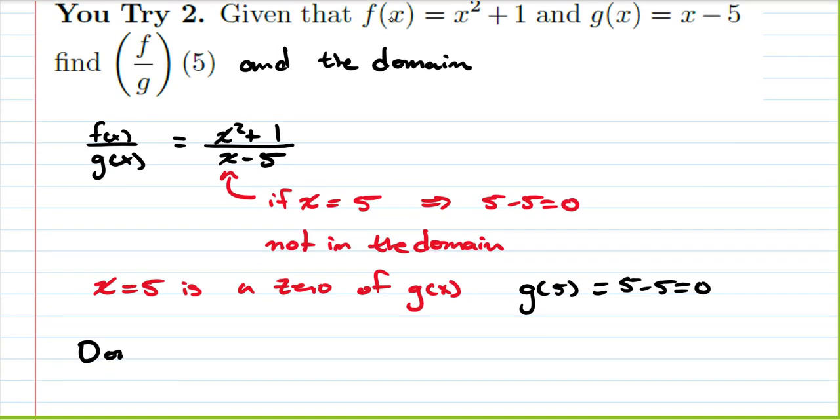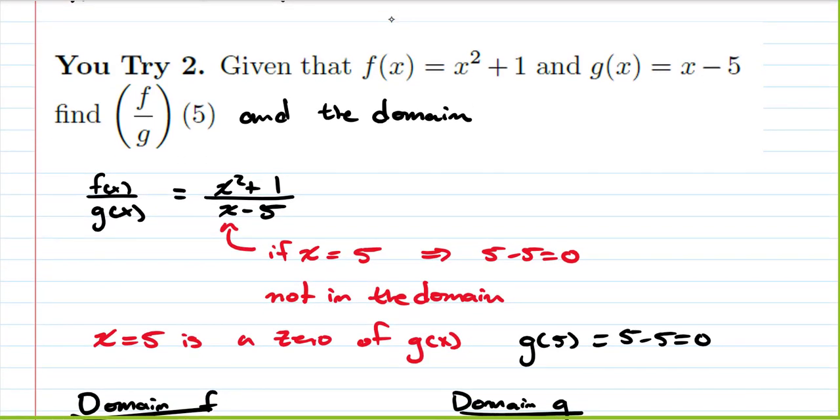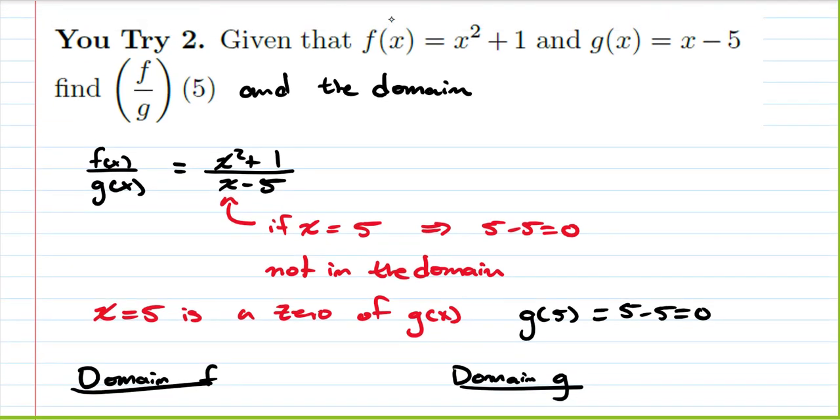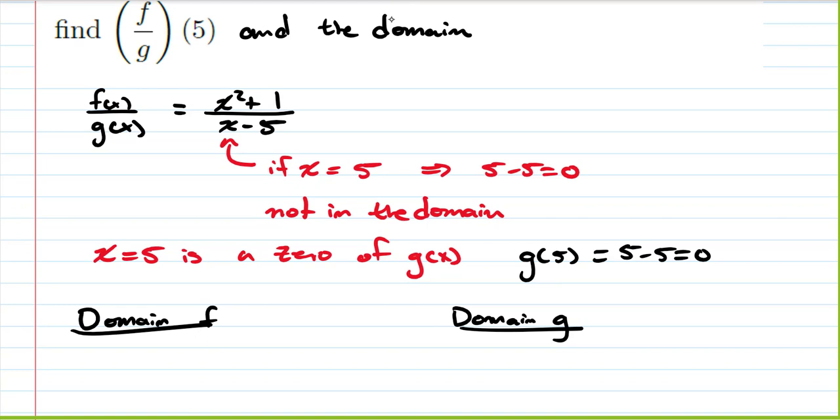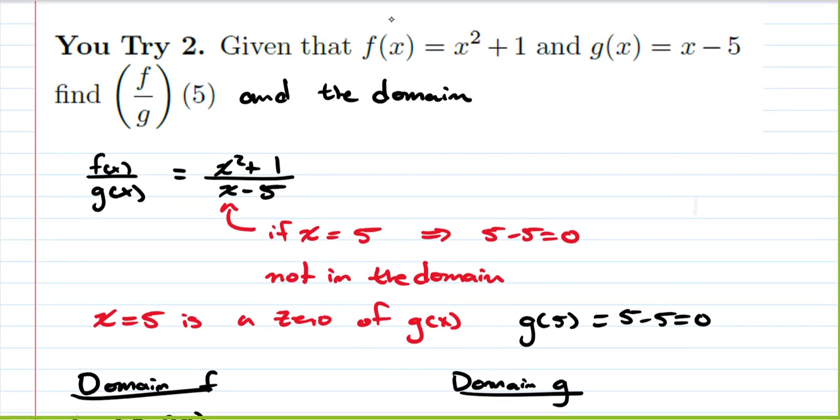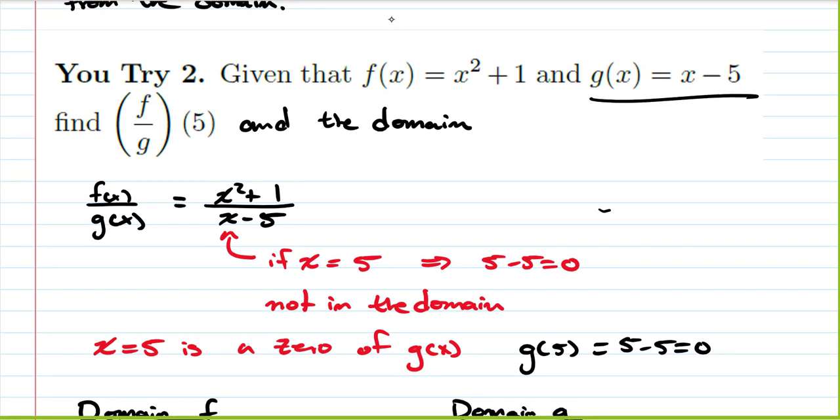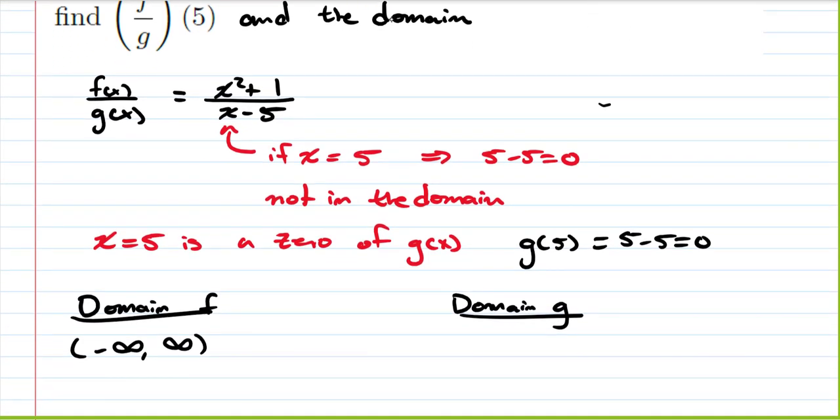So we need to find the domain of f, and we need to find the domain of g. If we look at f, f is x squared plus 1. So what would the domain of f be? Is there any number that you can't multiply by itself and add 1? The answer is no, so the domain is all real numbers, minus infinity to infinity. And what's the domain of g? g is x minus 5. Is there any number that you can't subtract 5 from? The answer is no, so its domain is also all real numbers.